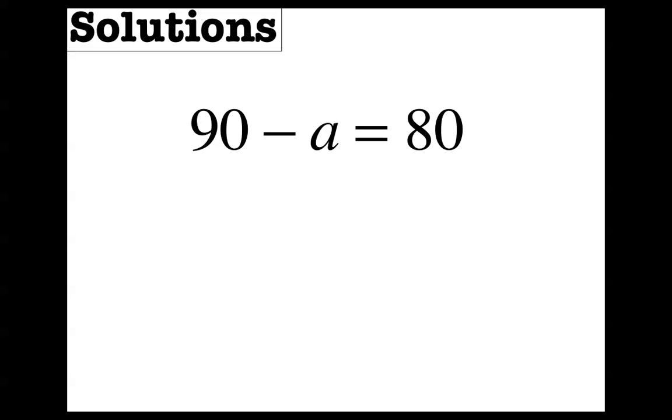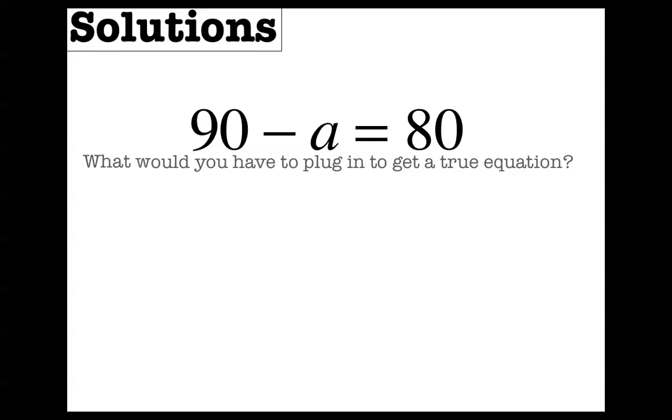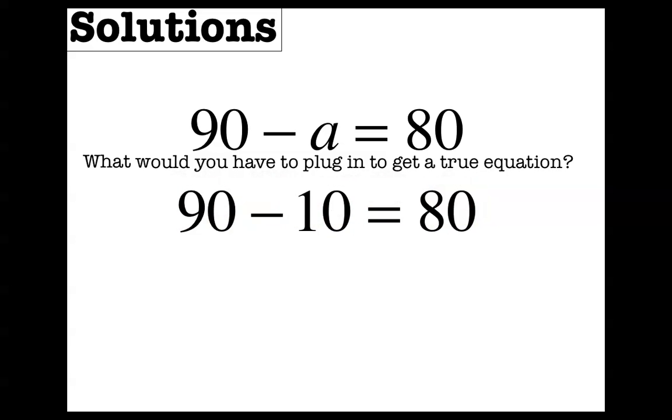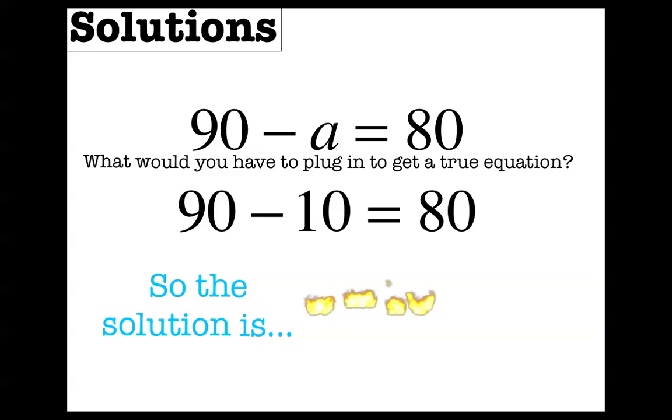Okay? So, the thing about solutions is you just got to figure out what you would have to plug in for A to get a true equation. So 90 minus what makes 80? Well, obviously 90 minus 10 is what makes 80, so therefore A must equal 10. Oh, okay, that makes sense.